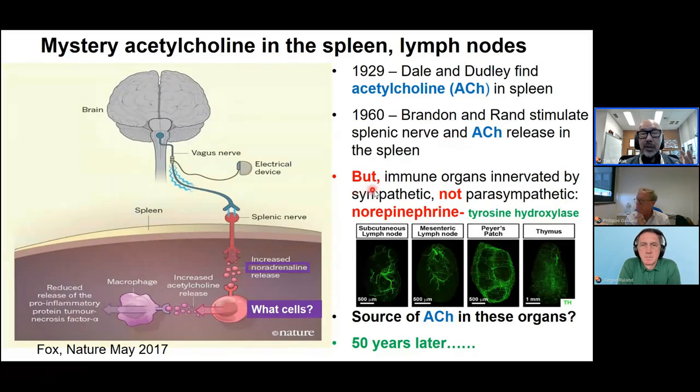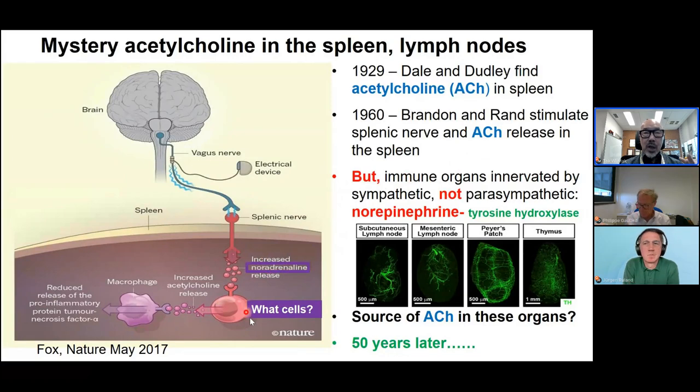But the situation became more onerous when it was found that it was not the parasympathetic nerves that are in the immune organs, but actually the sympathetic nerves. You can see here the lymph nodes, Peyer's patch, thymus, and the spleen are stained mainly by tyrosine hydroxylase, which is a marker for norepinephrine, and thus a marker for sympathetic nerves. So the finding of acetylcholine is paradoxical, since it is made by parasympathetic nerves, but the spleen and the lymphoid organs have sympathetic nerves. What was discovered eventually was that the vagal nerve makes a switch to the splenic nerve, which makes norepinephrine. And since norepinephrine is there, then who is making the acetylcholine?